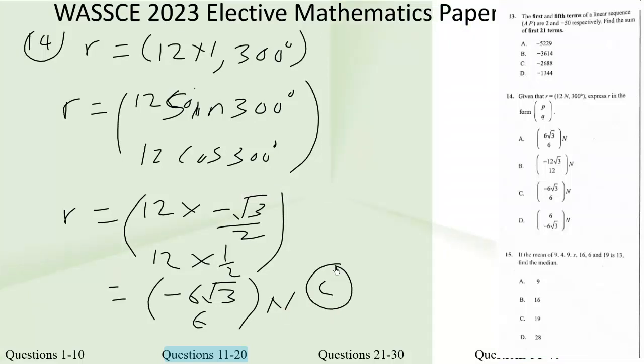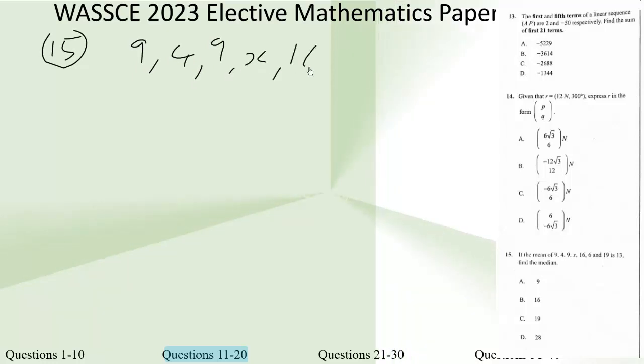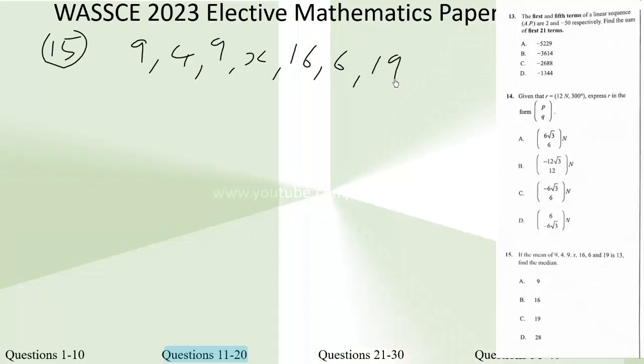Now let's look at question number 15. If the mean of 9, 4, 9, x, 16, 6, and 19 is 13, find the median. If the mean is 13, you have to find the median of the numbers. So if the mean is 13, we need to add all these. There are 7 numbers. We add all of them.